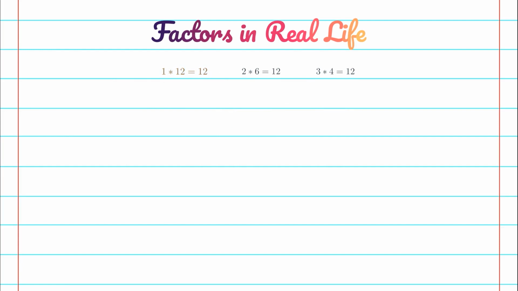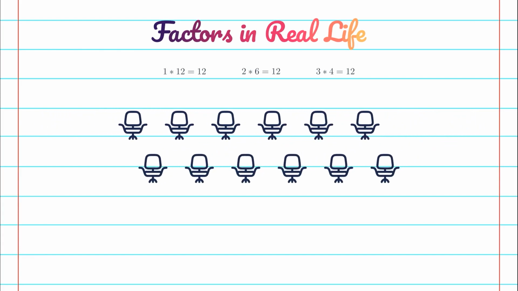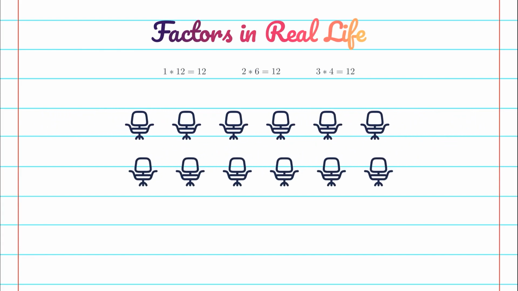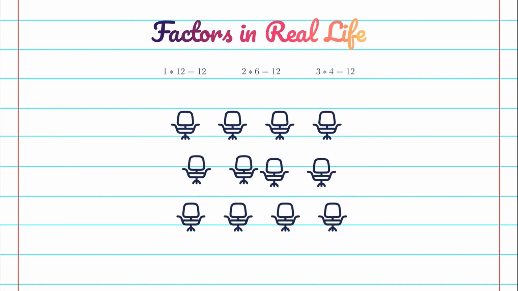Taking the first combination of 1 and 12, we can have one row of 12 chairs. Taking the second combination of 2 and 6, we can have 2 rows of 6 chairs. And similarly, with the third combination of 3 and 4, we can have 3 rows of 4 chairs.